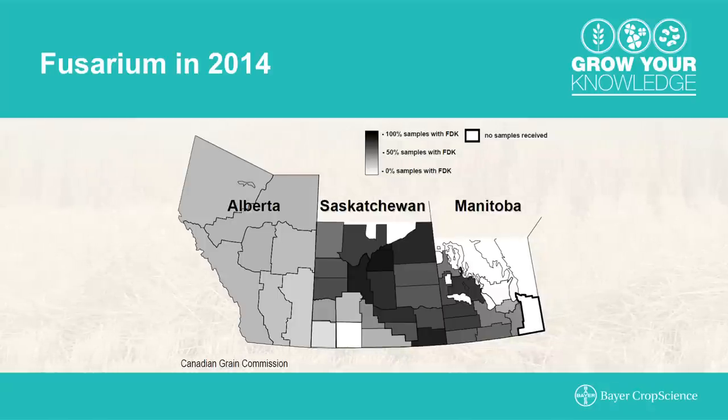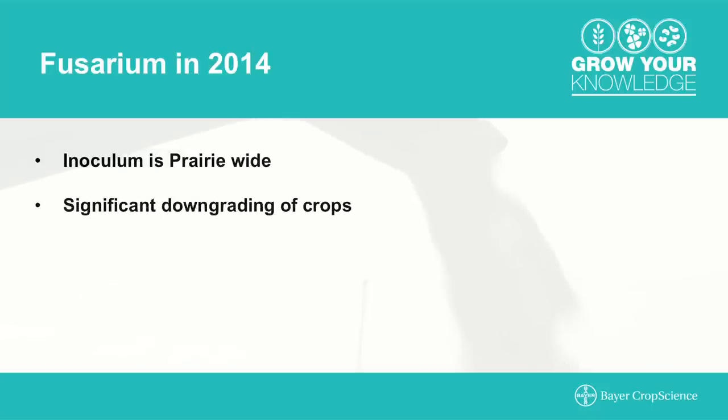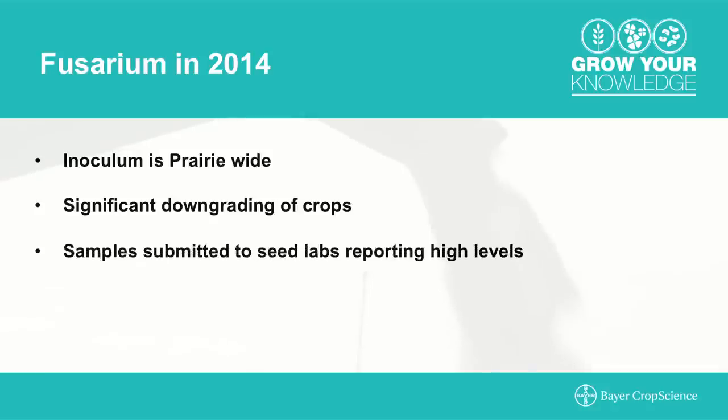And even when we look at the severity of those samples in terms of the percent FDKs that we have in the samples, we are again seeing some hot spots across the prairies. So in looking back over 2014 and the previous couple years, 2014 will likely be known as a high Fusarium head blight year. We have seen that inoculum is prairie-wide in all regions, and everyone should be bracing for it. And we've seen significant downgrading in all crops, and samples submitted to labs all across the West are reporting high levels of Fusarium.